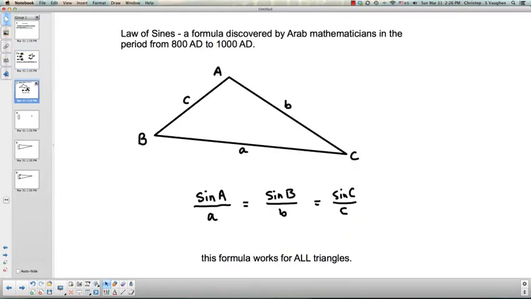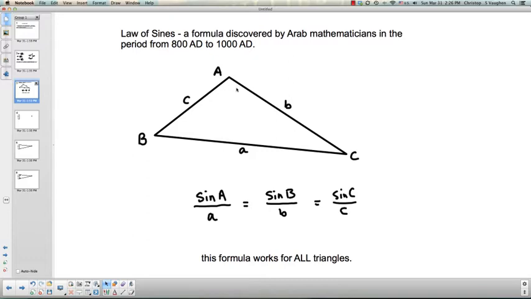And there's the law of sines. This is a formula that was actually discovered by the Arab mathematicians. Somewhere in the period from 800 to 1000 this really developed. The benefit with this formula is that it works for all triangles. So you see that I have the sine of A. What I mean is the sine of the angle at the point A. So the interior angle here, inside the triangle, that would be the angle A.